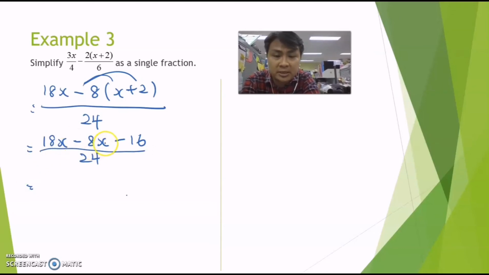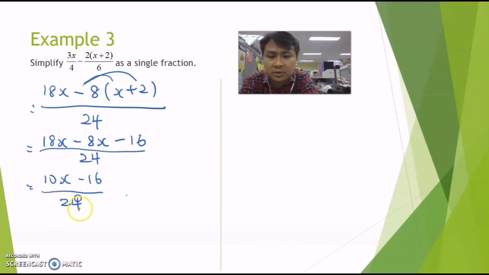Right, last step. Okay, 18x minus 8x, we get 10x. Okay, minus 16 divided by 24. Okay, now observe all your numbers. Are you able to divide by any other numbers when you observe all these numbers? Yes, it's possible, right? Okay, we can divide by 2, divide by 2, divide by 2.